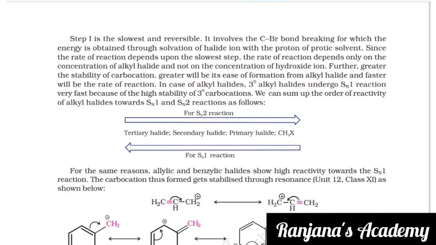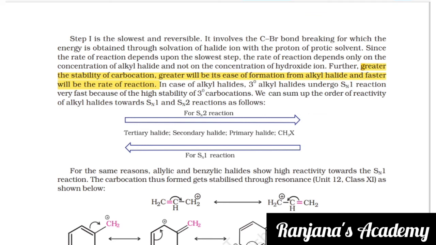Further, the greater the stability of the carbocation, the greater will be the ease of formation from alkyl halide and the faster will be the rate of reaction. Important point here. In case of alkyl halides, 3 degree undergoes Sn1 reaction very fast because of high stability of the 3 degree, that is, tertiary carbocation. Simple, right?